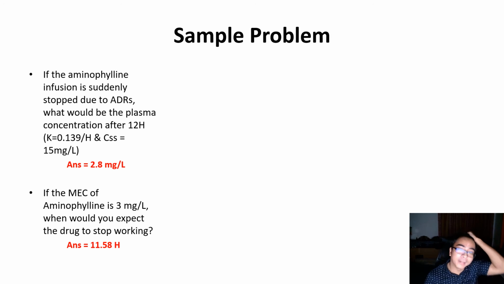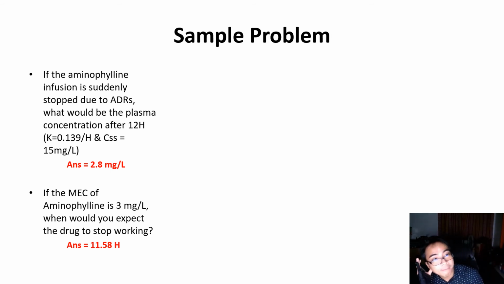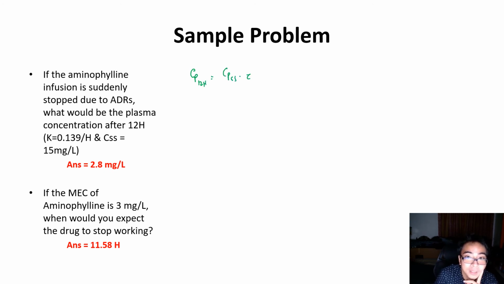Okay, so let's have a sample problem here. If the aminophylline infusion is suddenly stopped due to ADRs, what would be the plasma concentration after 12 hours? Assuming, class, that the K is 0.139 per hour and the CSS is 15 milligrams per liter. I just did not write the givens. The question here is the CP after 12 hours. So, we said CP equals CPSS times e to the negative KT. In this case, T is 12. So, CP equals 15 milligrams per liter times e to the negative 0.139 per hour times 12 hours.